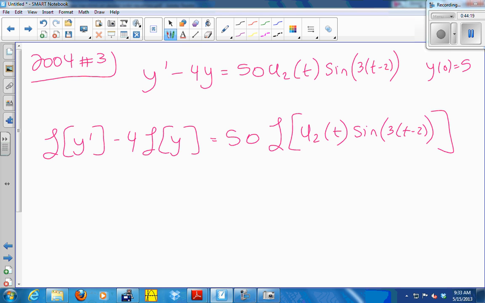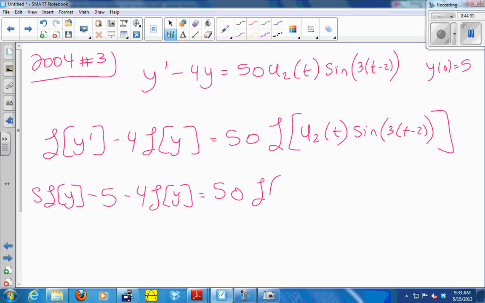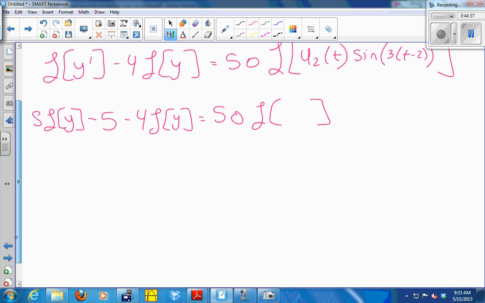Okay, so the Laplace of y prime we can simplify to s times the Laplace of y minus y of 0, which is 5, minus 4 times the Laplace of y equals 50 times the Laplace of all that, which we're going to have to do. Yeah, we can get that from the table. Yeah.